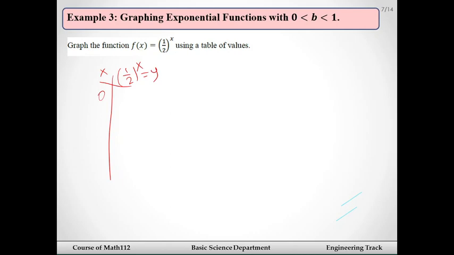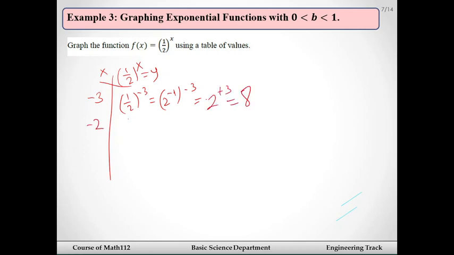Like this is 0. Okay, let's start from some negative numbers here. So let's start as usual. This is -3 and the 1 over 2 to negative third power. You can write this one as 2 to negative first power, then -3. So then you will have this 2 to plus 3. So it will be 8.